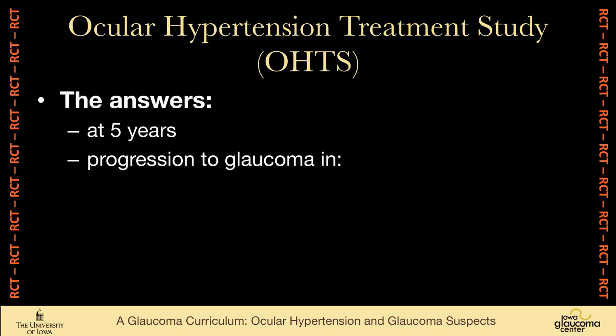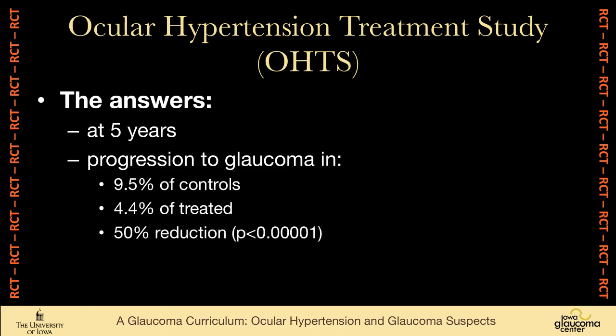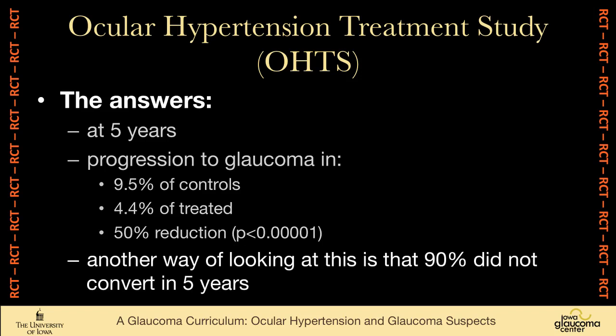The answer to that question is at 5 years, there was progression from ocular hypertension to glaucoma in 9.5% of controls versus 4.4% of treated, roughly twice as many. That's a 50% reduction in the number of people who went from ocular hypertension to glaucoma, very statistically significant. But another way of looking at this is that 90% of patients with ocular hypertension did not convert in 5 years.